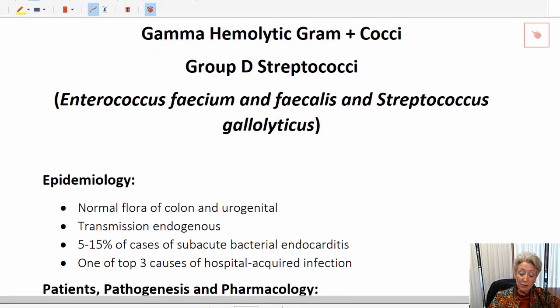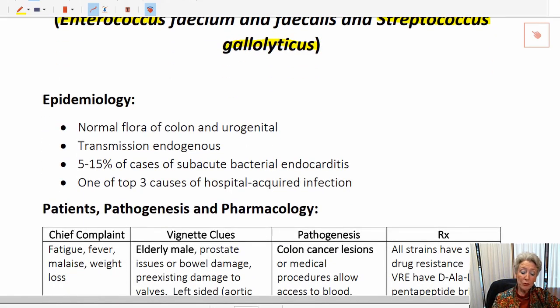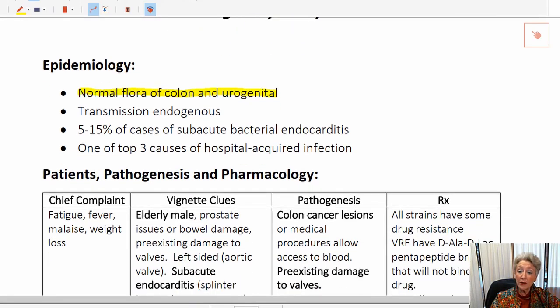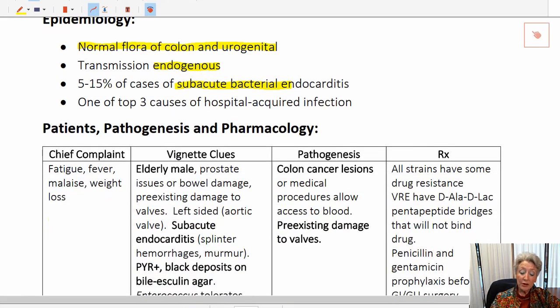For our group D streptococci, which, as I said, have now been totally disrupted by MALDI-TOF, I'm still going to talk about Enterococcus here, even though it's an entirely different group. And remember, Strep gallolyticus used to be called Strep bovis. So normal flora of the colon and urogenital tract. So when they get into your bloodstream, you've actually given them to yourself. That's endogenous transmission. They are agents of subacute bacterial endocarditis.